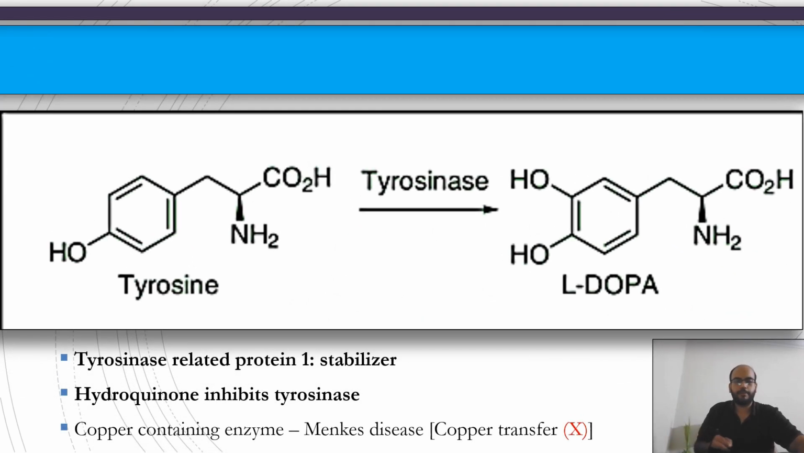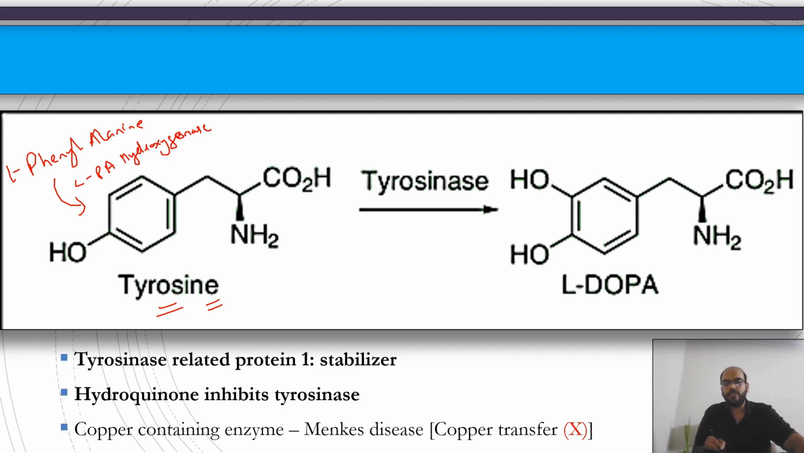Now this is the first step. You start with the amino acid tyrosine, and we get tyrosine from phenylalanine. Phenylalanine, or L-phenylalanine, is converted by the action of L-phenylalanine hydroxylase, and this leads to formation of tyrosine. Now tyrosine under the action of tyrosinase enzyme forms L-dopa. So L-phenylalanine leads to L-tyrosine leads to L-dopa.